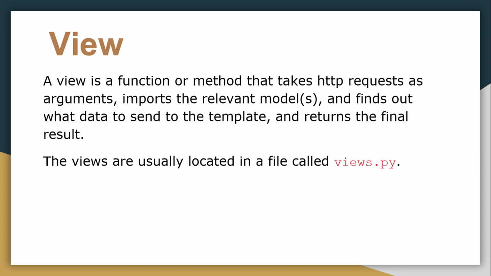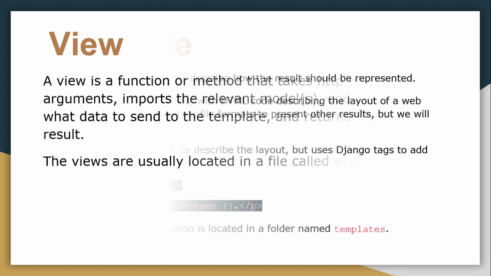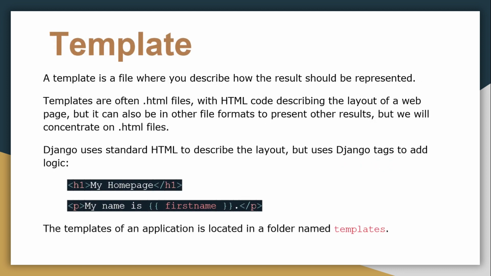So these files are usually located in a file called views.py. I'll show you everything in a few. And then a template in Django is a file where you describe how the result should be presented. So templates are often .html files with the HTML code describing the layout of our page, but it can also have other file formats and present other results. But in this context, we shall concentrate on the .html files.